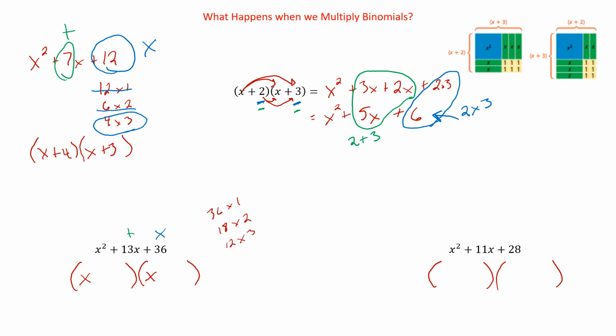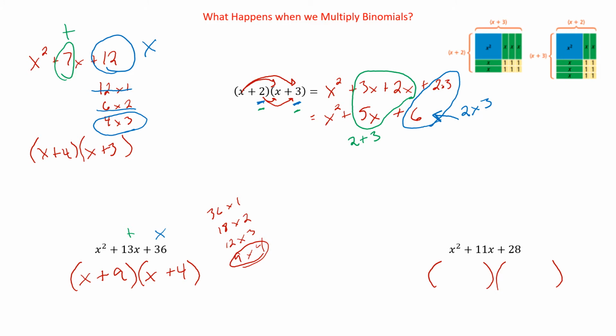Well, 12 plus 3 is 15. Closer still. So let's see, 4 times 9 will give us 36. 9 plus 4 is 13. So there we go. Plus 9 plus 4.